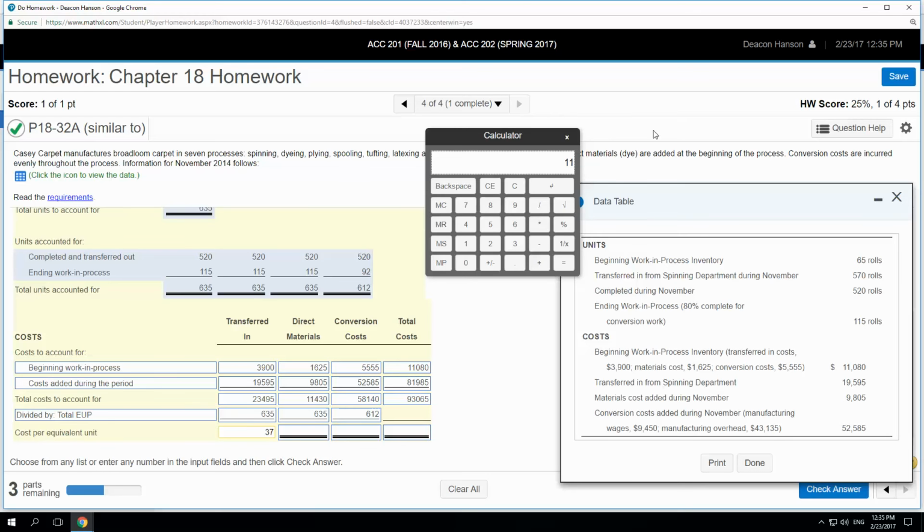Direct material, 11,430 divided by 635. $18 per equivalent unit. And then finally conversion costs, 58,140 divided by 612. 95. Then we can add those across, and that's going to give me my total cost per equivalent unit. So I'll take 37, 18, and 95 and add them together. $150.